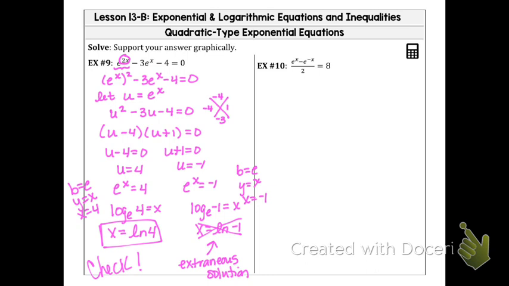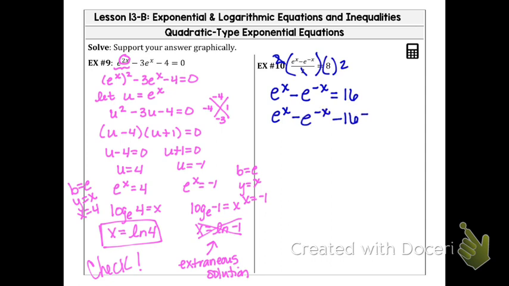All right, so example 10 is really similar. Difference with example 10 is now it's a fraction. Well, we know how to get rid of fractions. We're just going to multiply both sides by 2. So we have e to the x minus e to the negative x equals 16. And so I could move that 16 over, so e to the x minus e to the negative x minus 16 equals 0. Well, if I could make that an e to the x squared again, then I could use substitution like I did on the previous one.